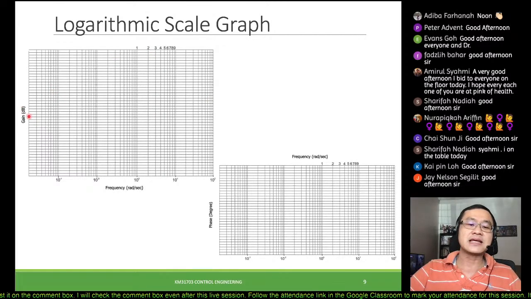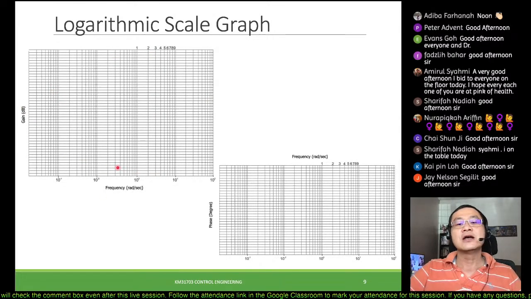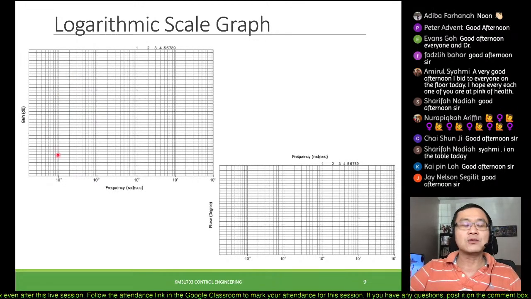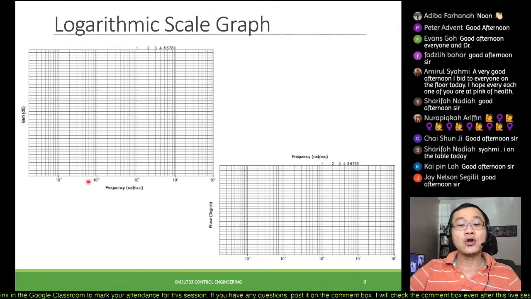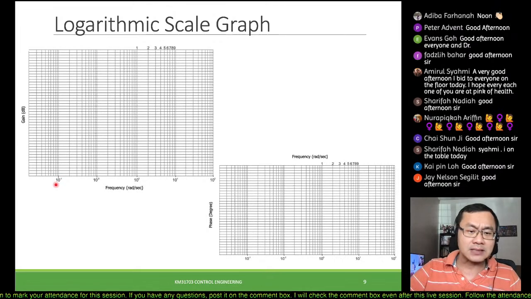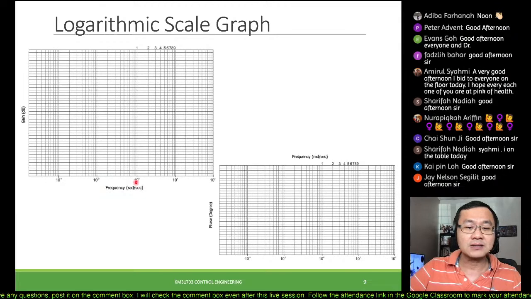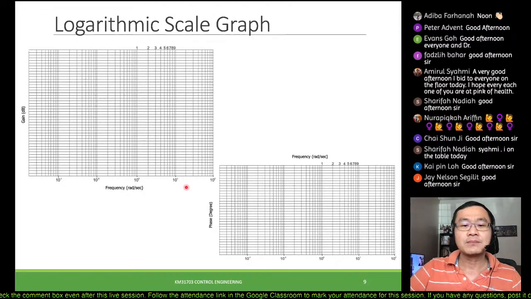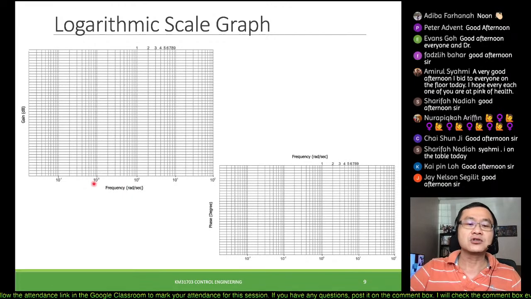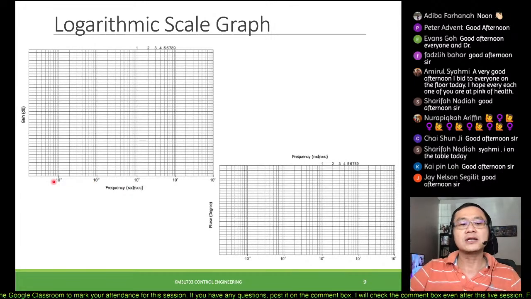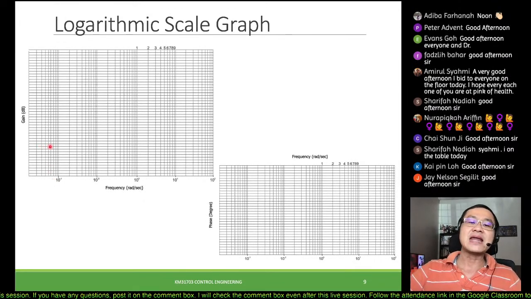You can see that this gain and frequency axis is to plot the magnitude. We want to know how, when the frequency changes from a low frequency, you can see this is 10 to the minus 2, 10 to the minus 1, 10 to the power 0, which is 1, and so on. This is 10 to the power 1, 10 to the power 2, so 10, 100, 0.1, 0.01. So when the frequency changes from very low to very high, how the gain actually changes.